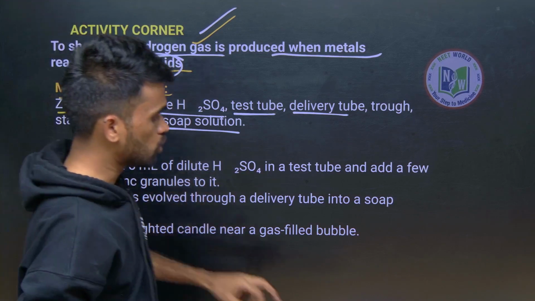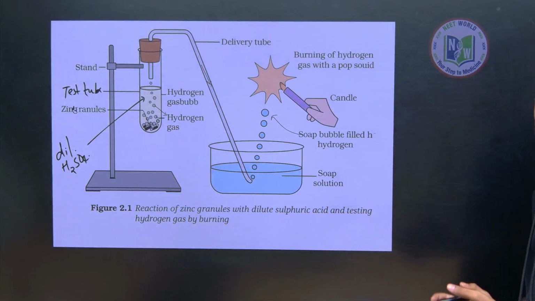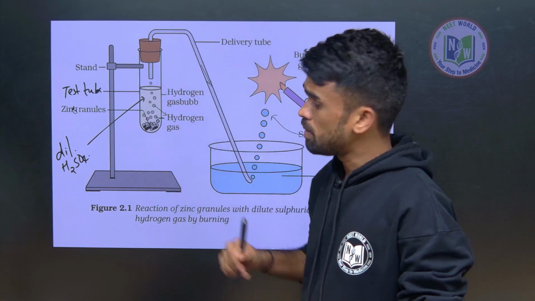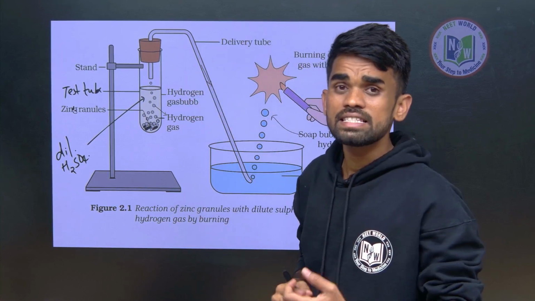Now what to do here? We can directly go through this experimental setup. To this stand we have adjusted this test tube in which HCl is poured.